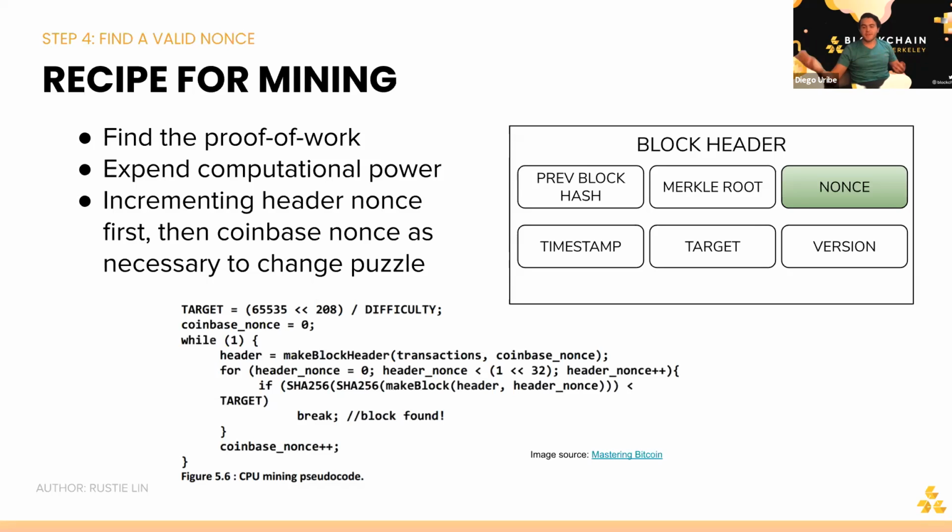So you can think of the difficulty as the number of zeros at the beginning of this target. And this is adjusted, I think, every 2 weeks, if I'm not mistaken. But let's get to the other steps.